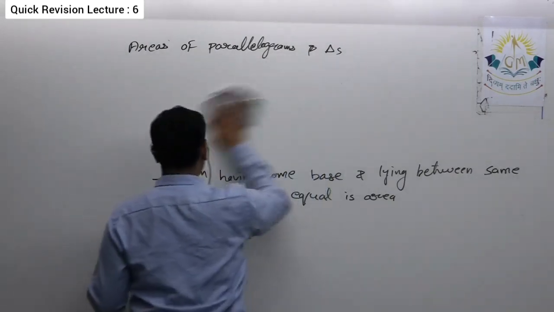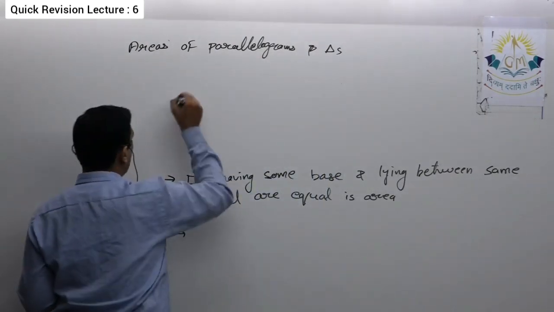Okay, now there is one more property. Now suppose we have a parallelogram in this way.